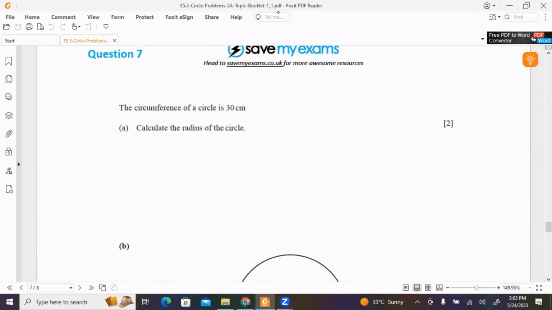Question 7 says the circumference of the circle is 30 centimeters. Calculate the radius. The circumference of a circle has the formula of 2 pi r. So 30 equals 2 pi r. r equals 30 divided by 2 pi. So 30 divided by 2 pi is 4.77 centimeters.